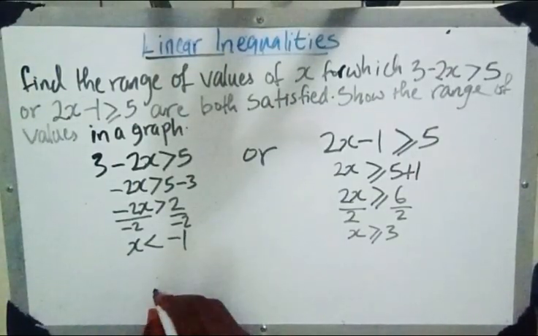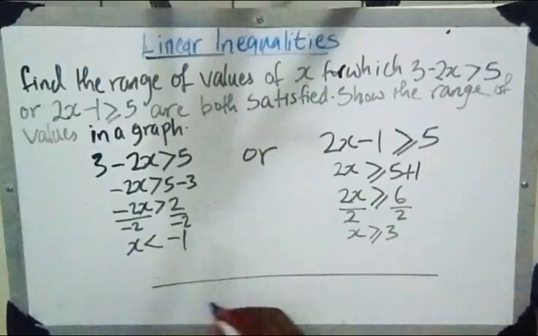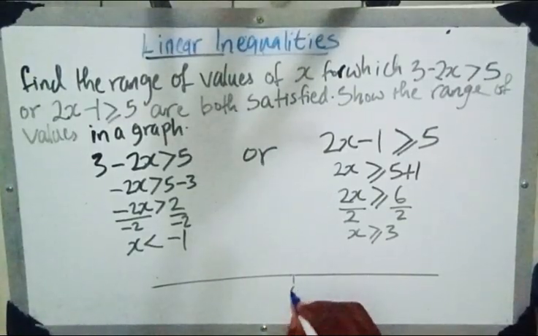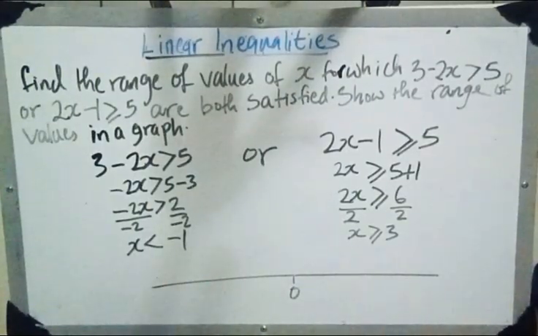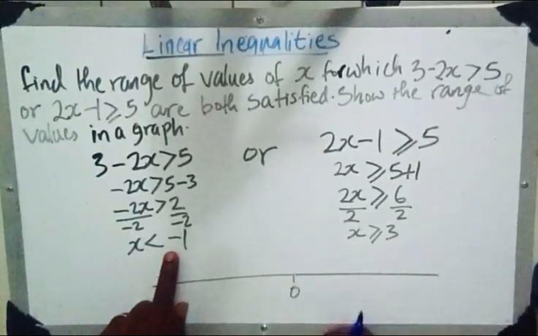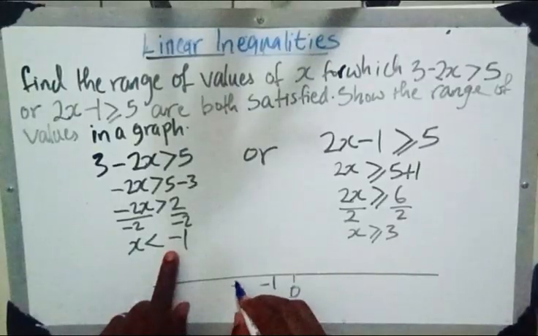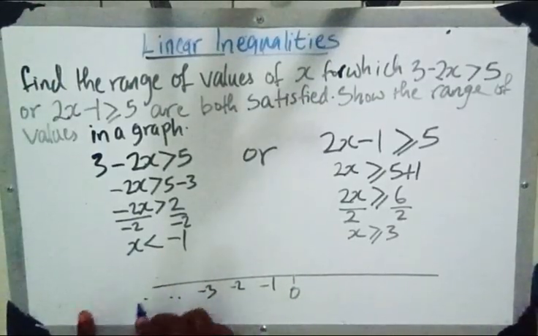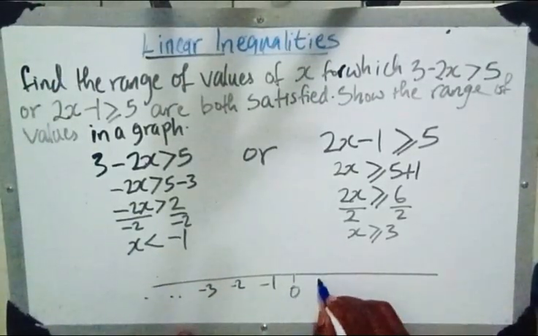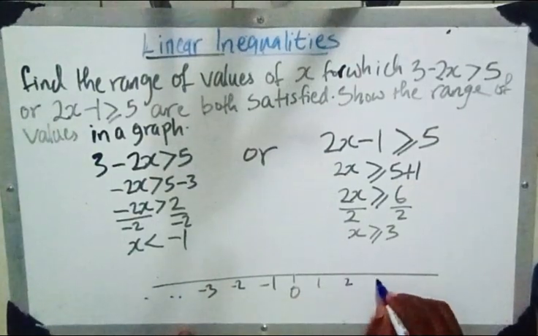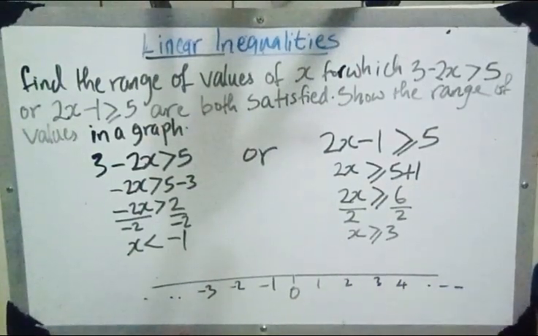Now I'm just going to draw a line, a number line. Okay, the middle is 0. To the left side you have the negative values, to the right you have the positive values. Now you can see here we have negative 1, negative 2, negative 3, and so forth. And over here we have positive 1, 2, 3, 4, and so forth. You can stop wherever you want to stop, it doesn't matter. So now we are going to show the arrows.